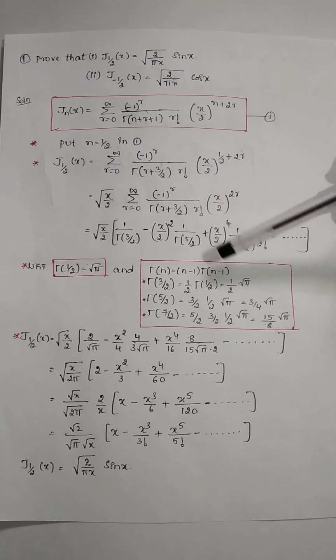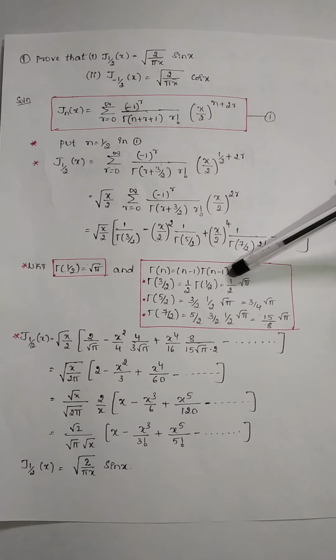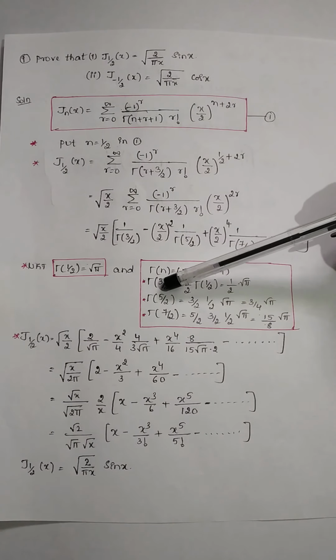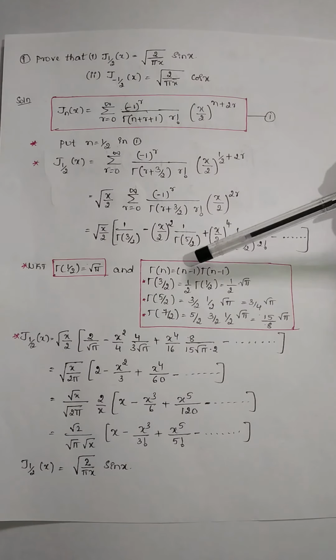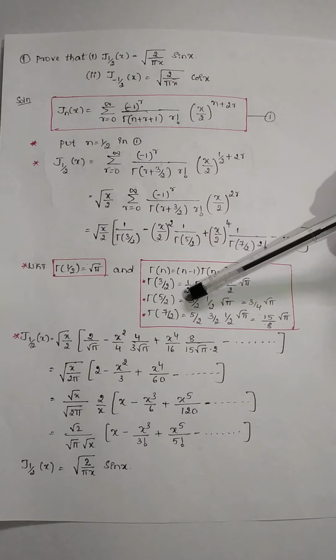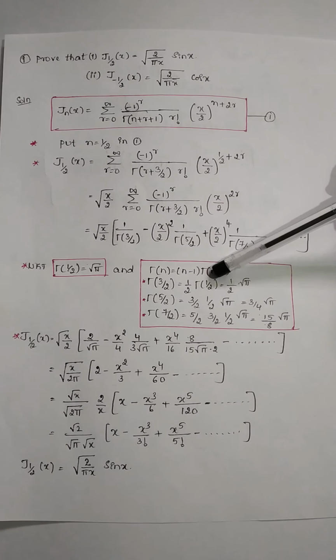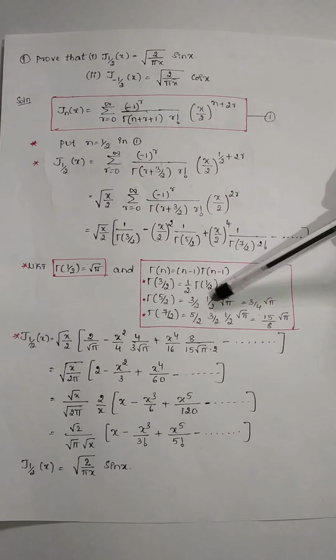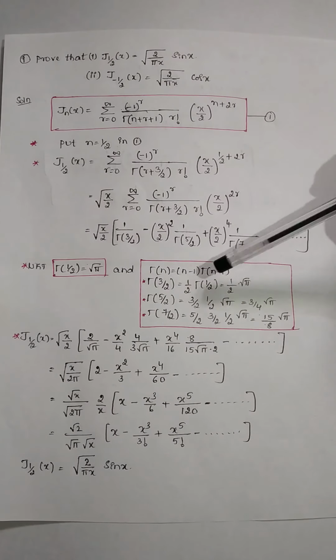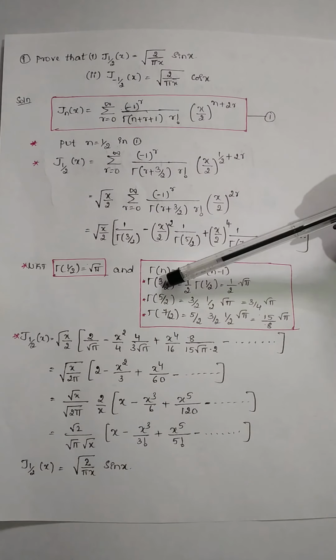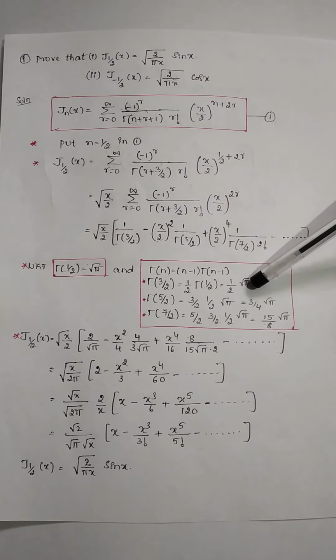These two are the properties of gamma function that we are going to use here. And now by considering this gamma of n equals n minus 1 into gamma of n minus 1, when you take n equal to 3 by 2, gamma of 3 by 2 will be 3 by 2 minus 1, that is 1 by 2 gamma of 1 by 2. Okay, and this gamma of 1 by 2 is equal to root pi. So you will get the answer for gamma of 3 by 2 as 1 by 2 into root pi.